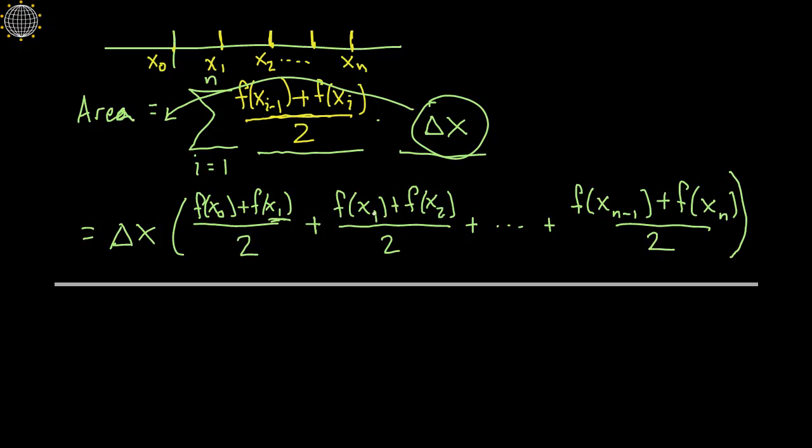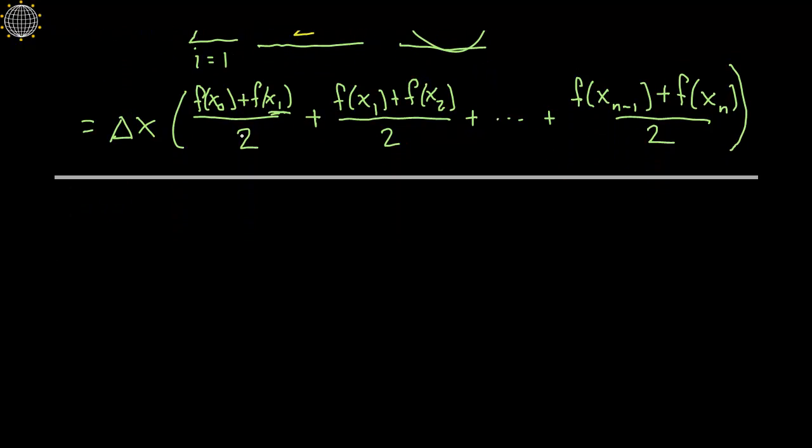Okay, so we have this pattern here. Now, if you look carefully, notice how every one of these terms has a factor of a half. They're all divided by 2. So why don't I pull that out as well? Okay, so I'm going to make a fraction out here.